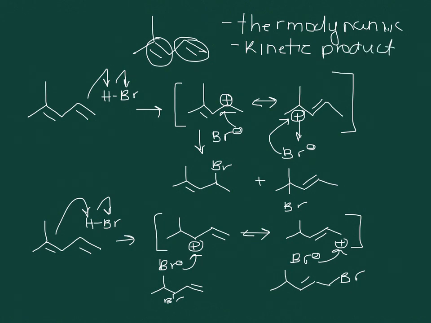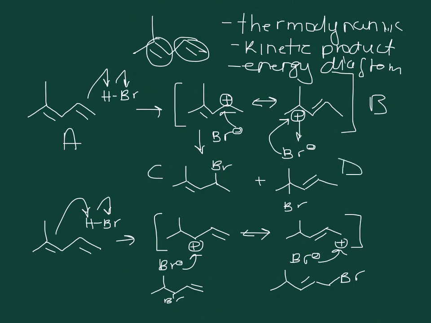Okay. Let's label our intermediates and our reactants, because we're also going to translate this into an energy diagram. So I'm going to call this A, this intermediate B, the two products that come from B, C and D. Again, this is reactant A. This will be intermediate E, and the two products that come from E will be F and G.